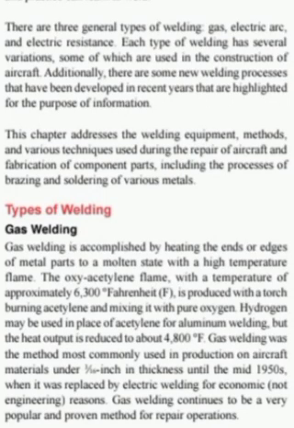Gas welding. Gas welding is accomplished by heating the ends or edges of metal parts to a molten state with a high temperature flame. The oxyacetylene flame, with a temperature of approximately 6,300 degrees Fahrenheit, is produced with a torch, burning acetylene and mixing it with pure oxygen. Hydrogen may be used in place of acetylene for aluminum welding, but the heat output is reduced to about 4,800 degrees Fahrenheit.